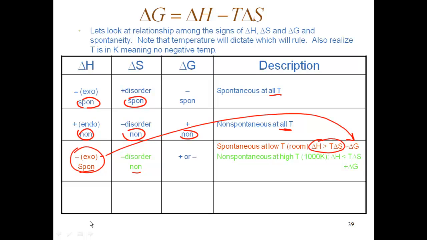At high temperatures, we're talking 1,000, 1,500 K, very large temperatures, what's going to happen is the T delta S is going to be larger than the delta H. So then my entropy term is going to dictate the overall process. Well, since it's favoring a non-spontaneous reaction, we're going to end up with a positive delta G, which means the overall process is going to be non-spontaneous.